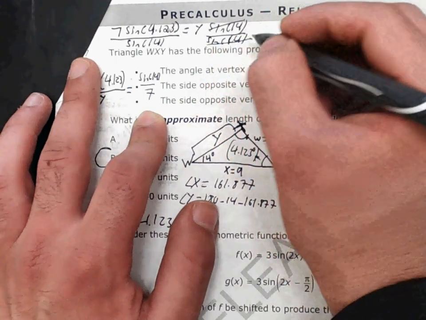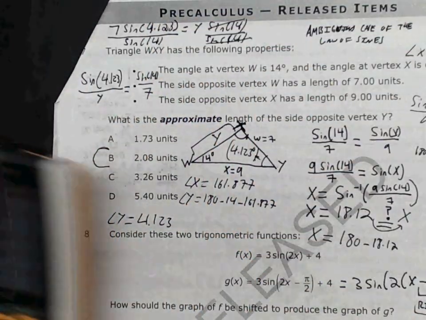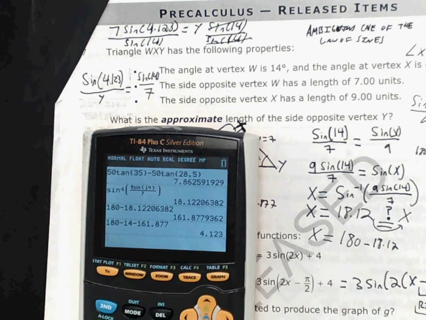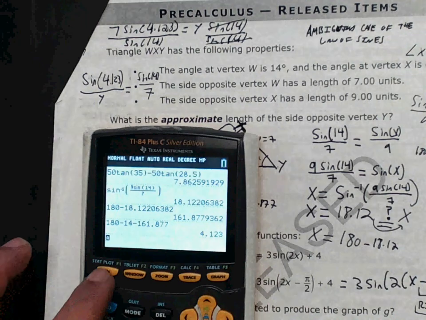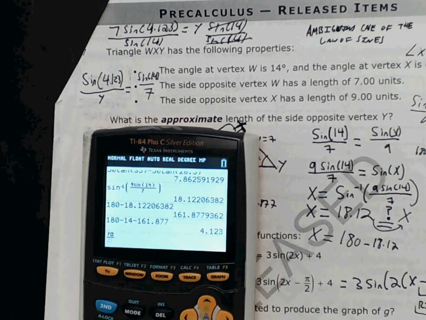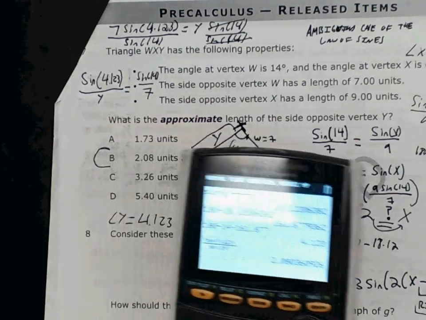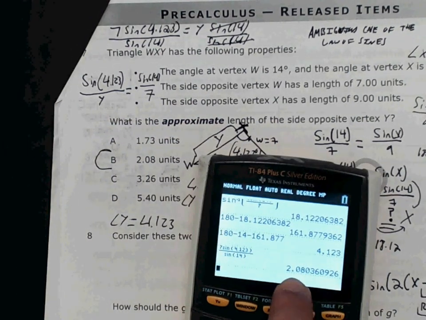Sine of 14 cancels out, and that gets you y. So let's evaluate for our final answer. Y is going to be equal to 7 times the sine of 4.123. Let's hope this actually works out. Over the sine of 14, and that gets us an example answer of 2.08.